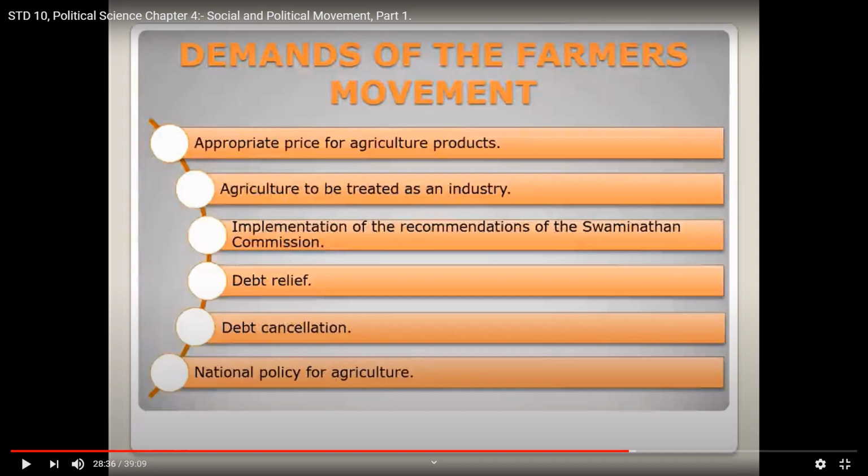And national policy for agriculture. So the farmers movement demands a national policy. That means there should be a uniform policy where all the farmers should be treated equally. It should not be like that, for example, in one particular state farmers are given this much loan and this much interest, but in another state they are given a loan but at a very high interest rate. So that should not be there. It should be completely treated as an equal form.